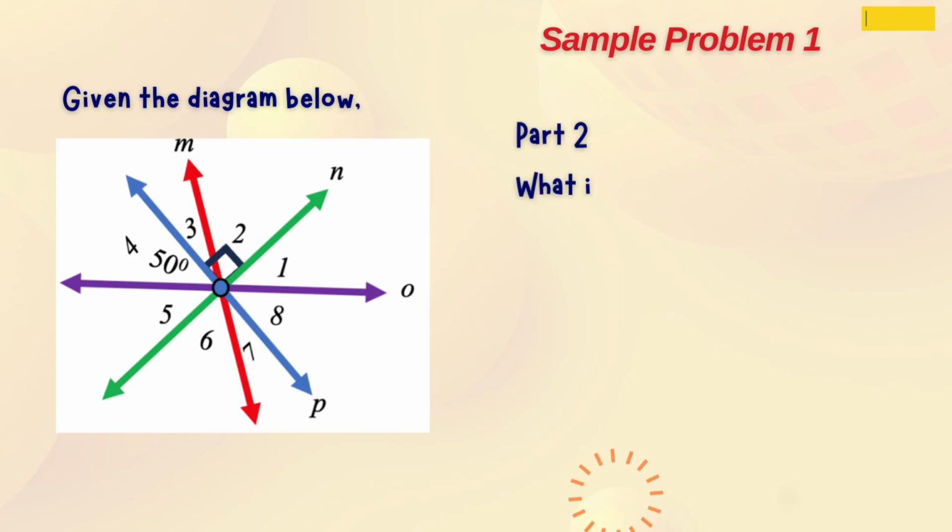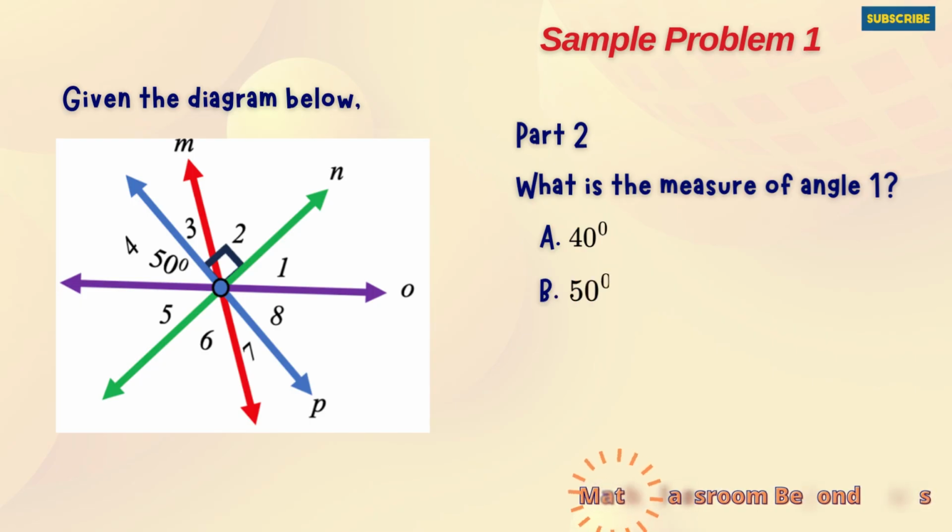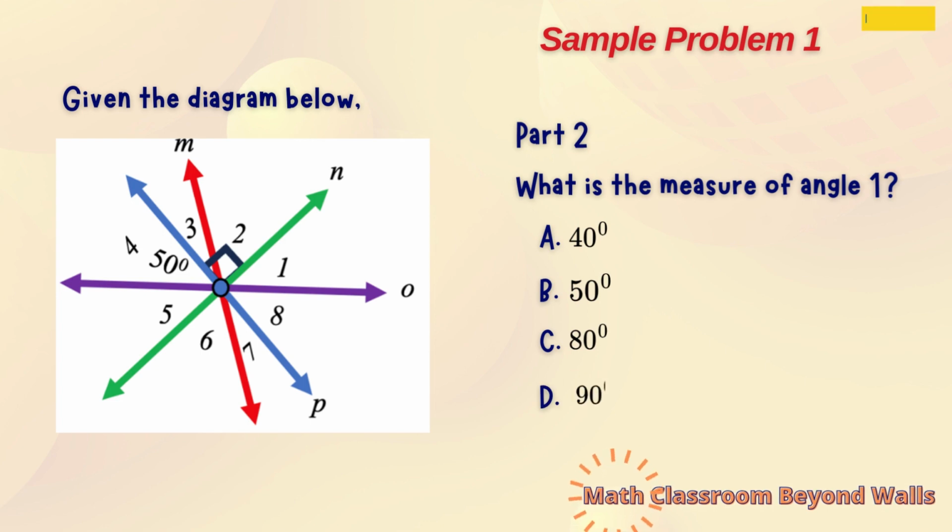Part 2, what is the measure of angle 1? Option A, 40 degrees. Option B, 50 degrees. Option C, 80 degrees. Option D, 90 degrees.